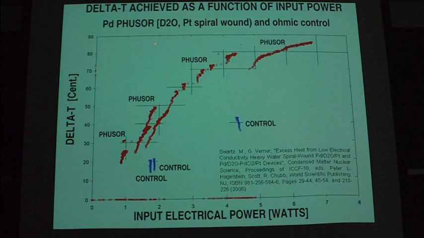Here, for example, is another one where we're looking at the palladium PHUSOR with heavy water. So we use palladium as the cathode, platinum as the anode. Here's our Ohmic controls, and here's the PHUSOR in 5 different regions. And everywhere we look at it, we're getting more out than the Ohmic control. Again, this is input power now. This is not time.